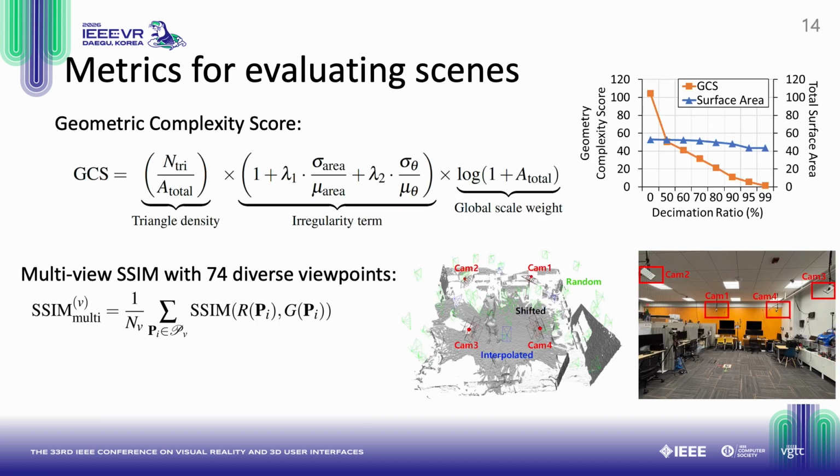We also propose metrics for evaluating 3D scenes. First, we define a geometric complexity score, which captures both the density and irregularity of the geometry, while also accounting for the overall scene scale. Second, we use multi-view SSIM across diverse viewpoints to measure rendering quality. Together, these metrics allow us to quantitatively evaluate both the geometric complexity and the visual fidelity of 3D scenes.